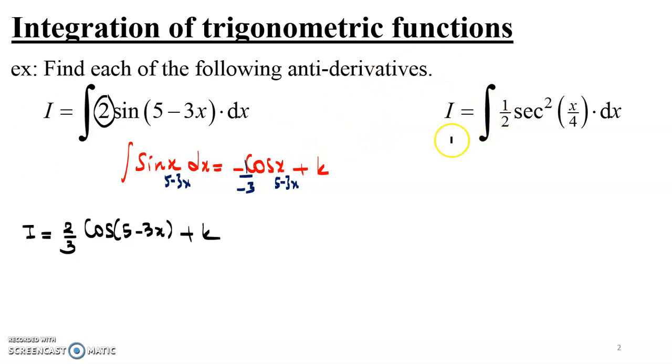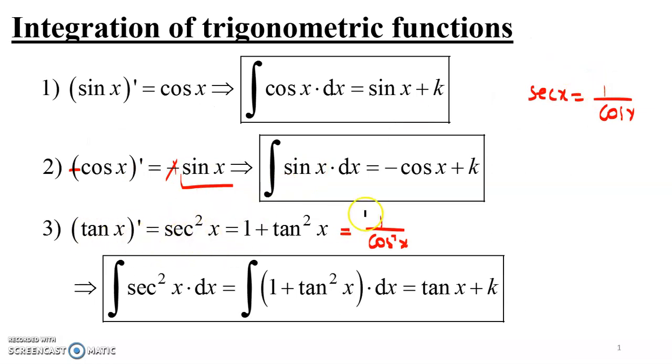Now moving to the second one. The second one is in fact a secant squared. Please keep in mind that secant squared of x over 4 is in fact 1 over cosine squared of x over 4, and we know that 1 over cosine squared is the derivative of tan. These are all equivalent, these three expressions that we have here.